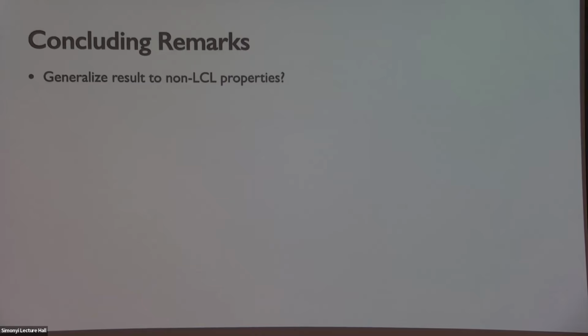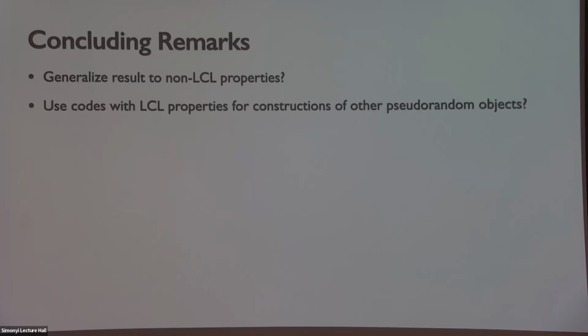The second is, how can you generalize this result to non-LCL properties, which goes back to the question you asked, what if you have agreements between coordinates? This we cannot handle, and it is an open question to handle these types of properties. And can we use codes with LCL properties, now that we know how to construct them explicitly, for constructions of other pseudorandom objects as well? The third one is, can we reduce the alphabet size blow up, even if for specific LCL properties? So that's all I had, and thank you.